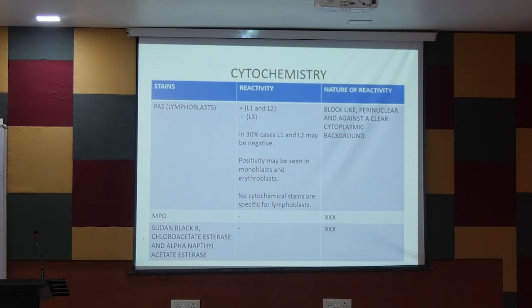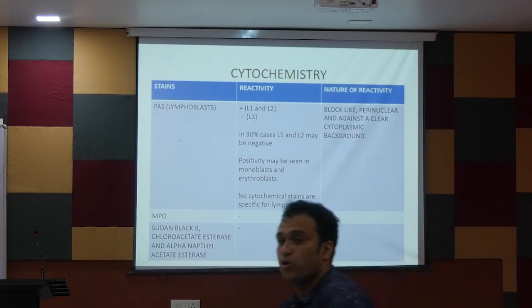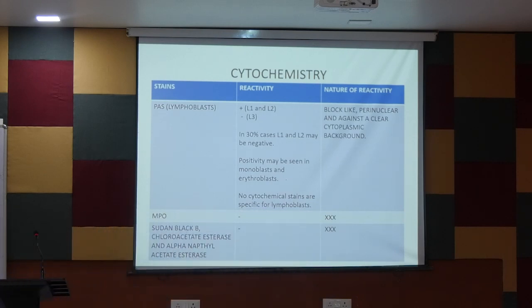But in 30% of cases, L1 and L2 may be negative, and in some cases, myeloid cells like some myeloblasts, monoblasts, and erythroblasts, like AML M5, AML M6, can be positive. This is the reason why PAS is quite sensitive, but not specific. You cannot confirm. If it's positive, then it's fine. Clinically, it's ALL.